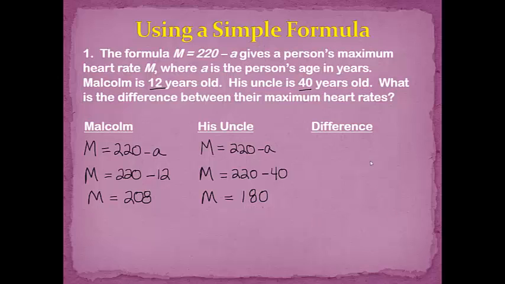Now we need to subtract to find the difference. So we have 208 minus 180, and 8 minus 0 is 8. 0 minus 8 we cannot do, so we need to borrow. So it's going to become a 1, and the 0 now becomes a 10. 10 minus 8 is 2, and then 1 minus 1 is 0. So we have 28. And so this is going to be 28 beats per minute.